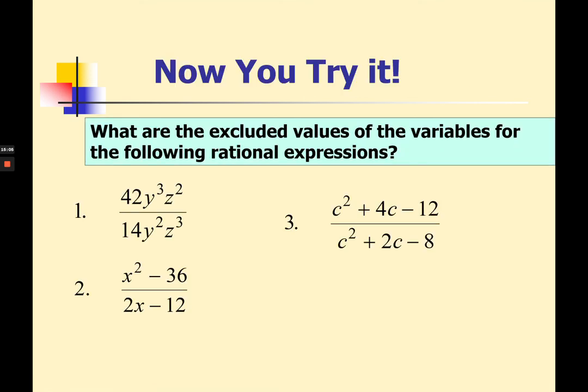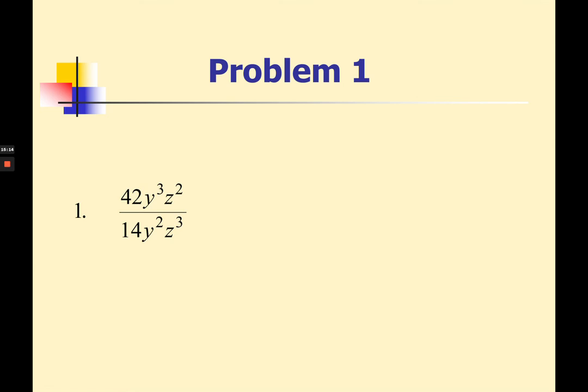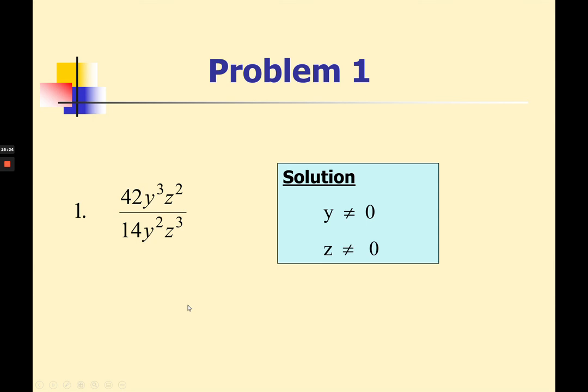Now, let's have more examples. What are the excluded values of the variables for the following rational expressions? Let's try number 1. Actually, you don't have to solve. It's very obvious. y and z cannot be 0. Otherwise, the rational expression will be undefined.